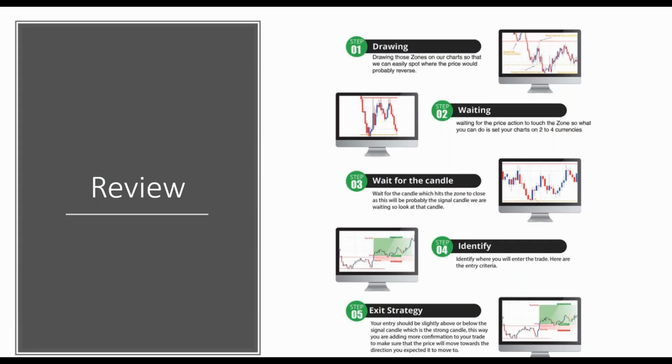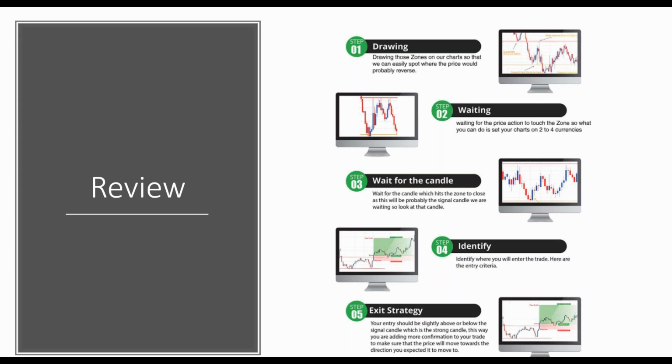So what are the steps we follow? First, we want to draw these zones on our chart so that we can easily spot where the price would probably reverse. Then we've got the worst part, the waiting period. We want to wait for price action to touch the zone so that we can set our charts on 1 or 2 currencies to watch.